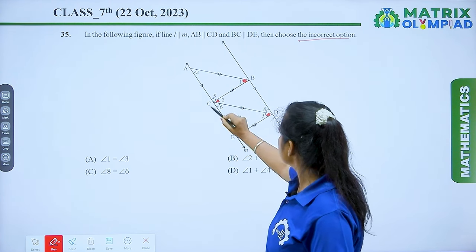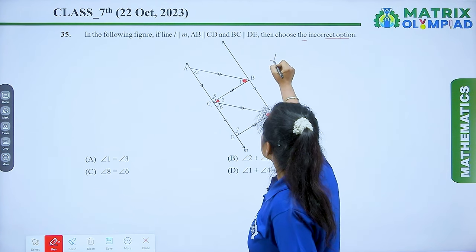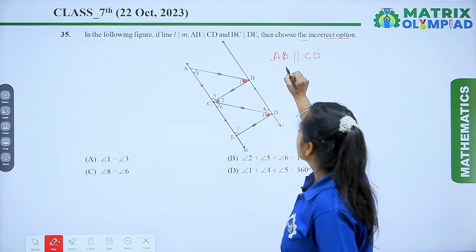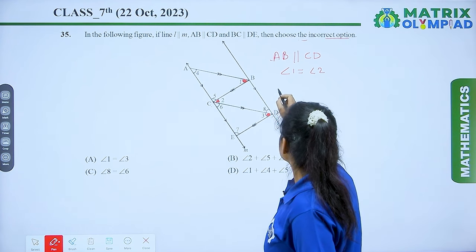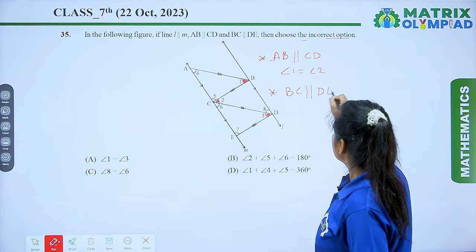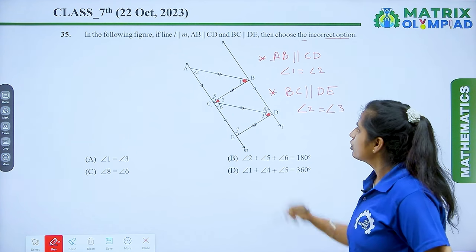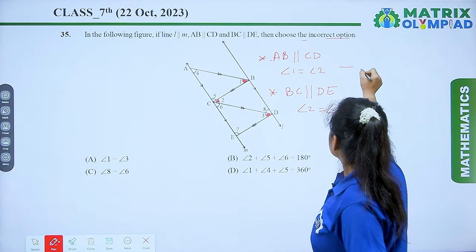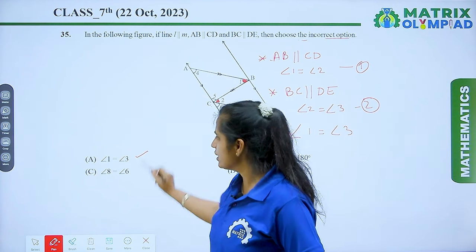And if we talk about BC, we can write it like this. When line AB is parallel to CD, then angle 1 is equal to angle 2 because they both are alternate interior angles. And the next one is when BC is parallel to DE, then angle 2 is equal to angle 3 because they both are alternate interior angles. So, with these two equations, we can see that angle 1 is equal to angle 3. So, option A is correct.